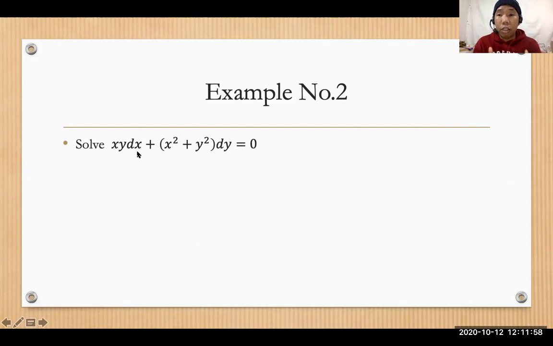So first, check the coefficients of dx and dy if they are homogeneous functions. And after that, check if their degree is the same with the other term. Okay, so dx has a coefficient x times y, in which the degree is 2. Now for the second term, dy has a coefficient x squared plus y squared. If you check its degree, you have degree 2, degree 2. So it means this is a homogeneous equation since the degree in each term is the same.